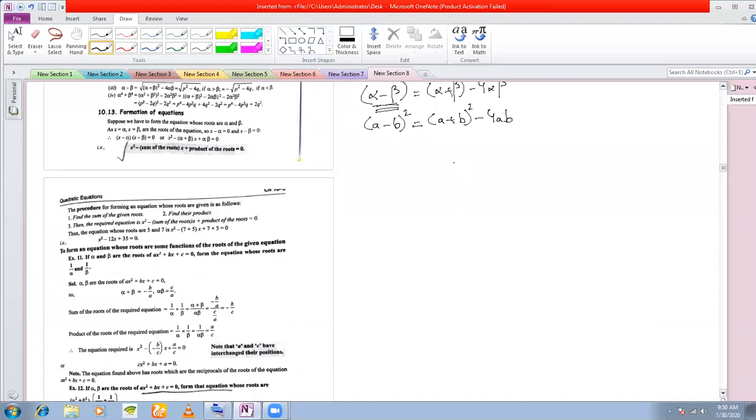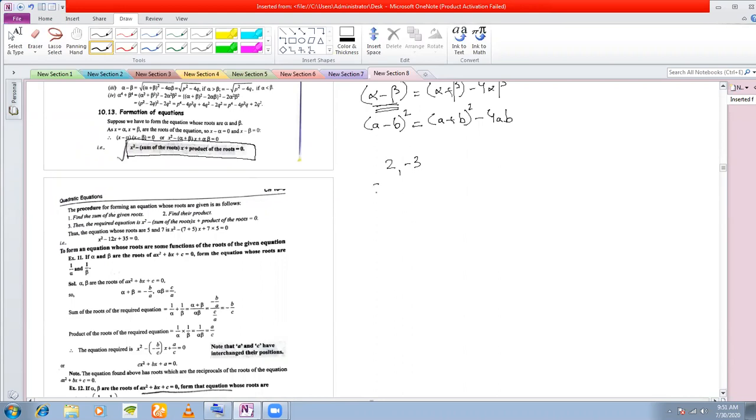Next is formation of equations, formation of quadratic equations. Now, till now, what we have done is, given a quadratic equation, you have to solve it and find out the roots. But this time, given the roots of the equation, how will you form the quadratic equation? For example, find out the quadratic equation whose roots are 2 and minus 3. Then the formula here is x square minus sum of the roots x plus product of the roots.